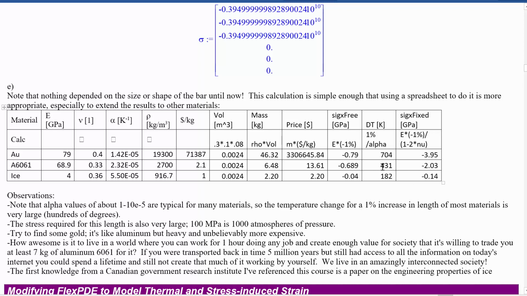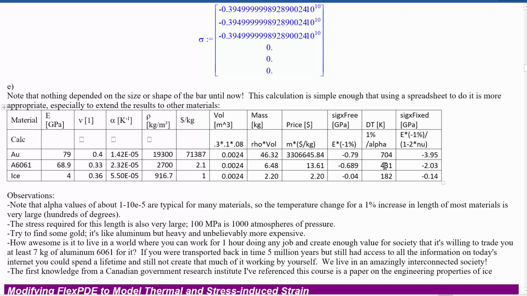Actually, these wouldn't work over that large of a temperature range anyway. We'd have to consider the temperature dependent properties of the thermal expansion coefficient if we really wanted to do this. But my point is that this is a massive amount of temperature change that's required to get a 1% increase in the size of the object. So thermal expansion is not a super dynamic thing.